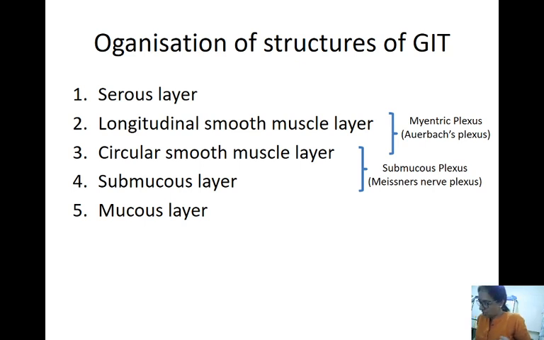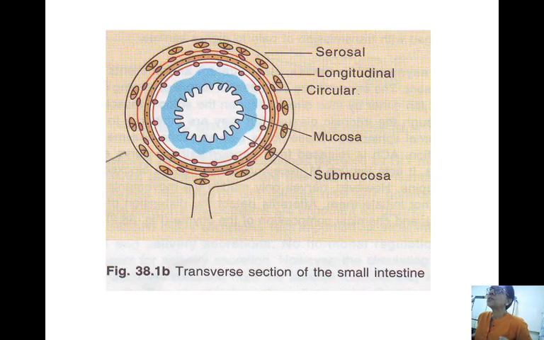Now coming to each of the layers, the first one. So you can see the serosa on the outer side. Then comes the longitudinal smooth muscle layer. Then there is a circular smooth muscle layer. Between longitudinal and circular smooth muscle layer, you can see a plexus that is called Auerbach's plexus or myenteric plexus. Then in between the circular layer and submucosa, you can see one more plexus there that is called Meissner's plexus or submucous plexus. Then the innermost layer is called the mucosa.